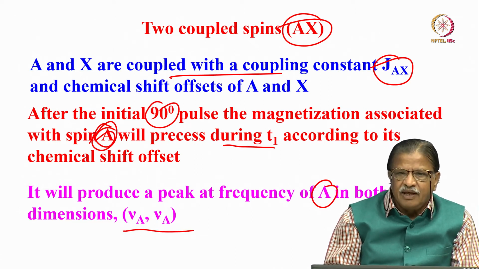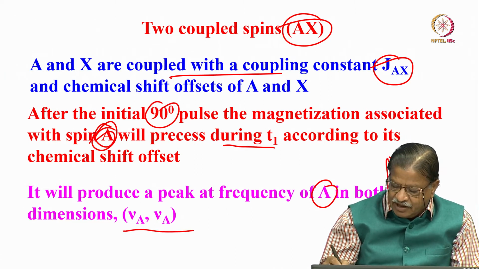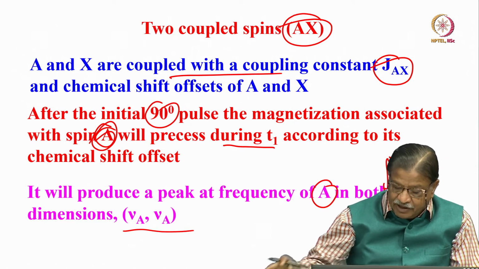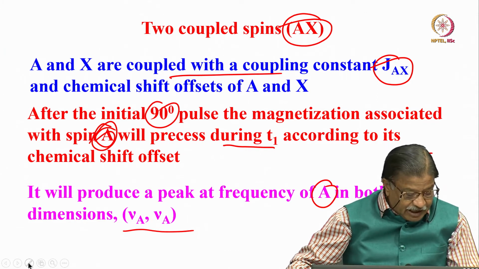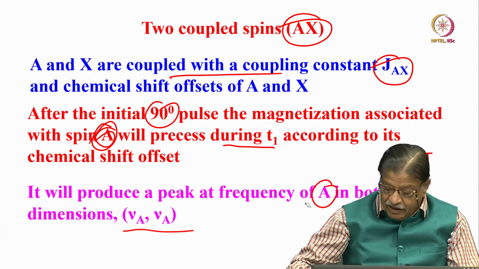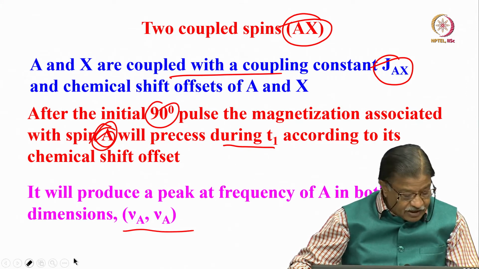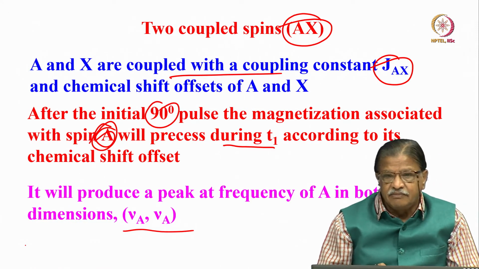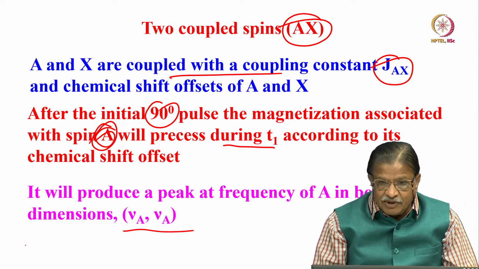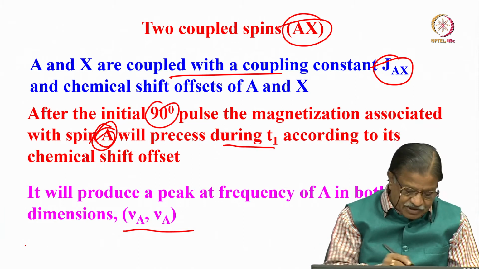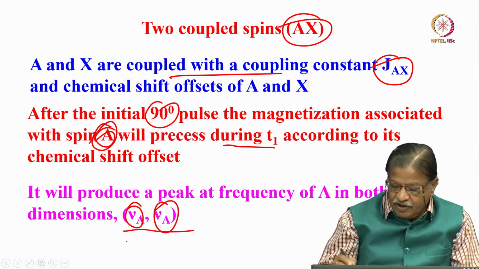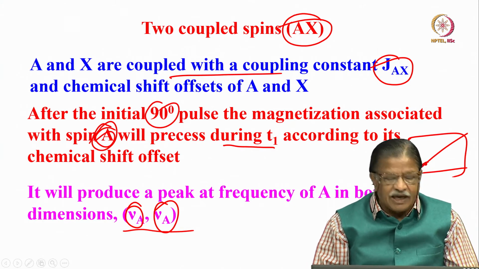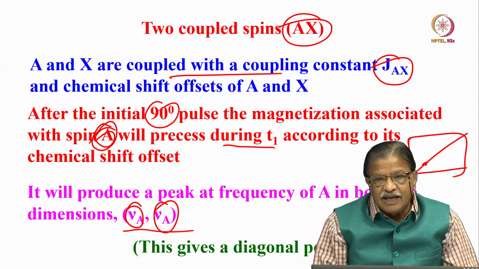That means both in the F1 dimension and the F2 dimension, it is going to have a peak on the diagonal. It gives a peak here, gives a peak here. So that is what it means. That means spin A is going to give rise to a peak which remains undisturbed both in the F1 dimension and the F2 dimension. This is F1 dimension, this is F2 dimension. So, I have a peak here which remains the same. It is on the diagonal. This gives a diagonal peak.